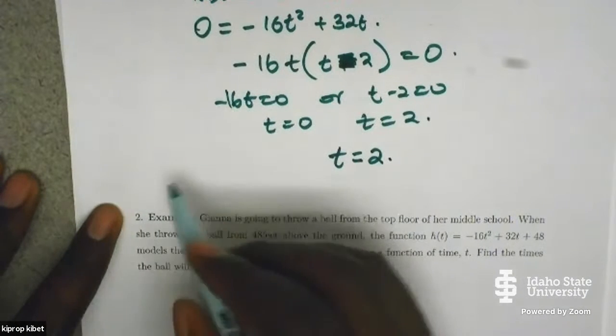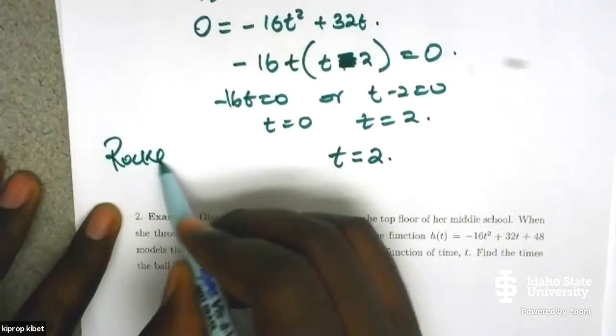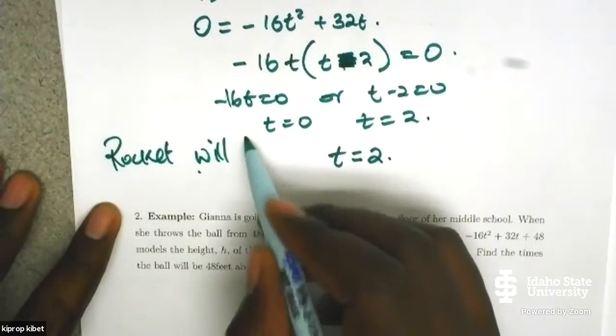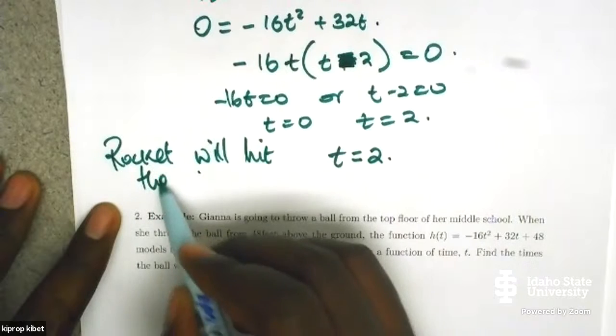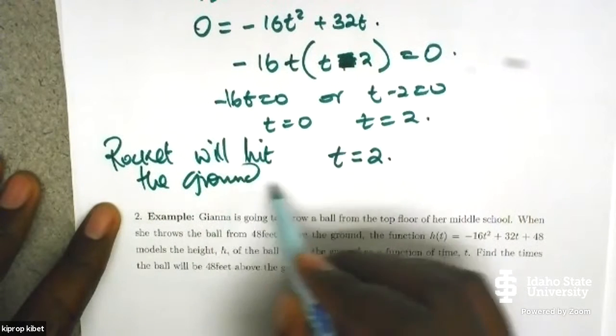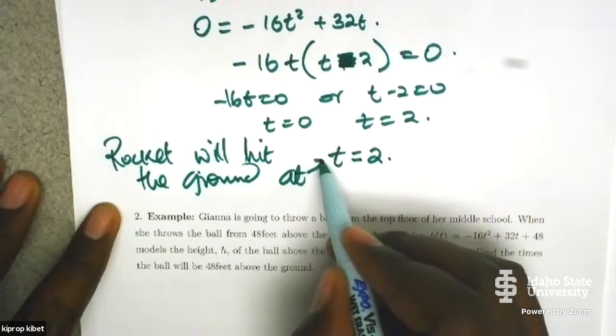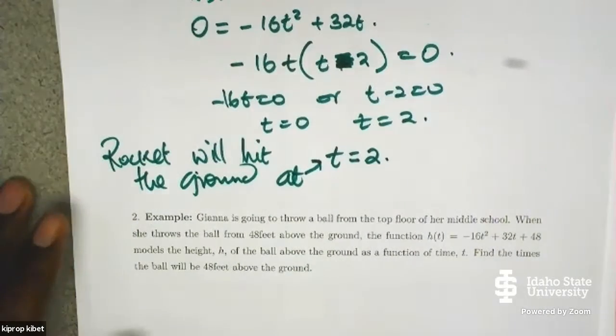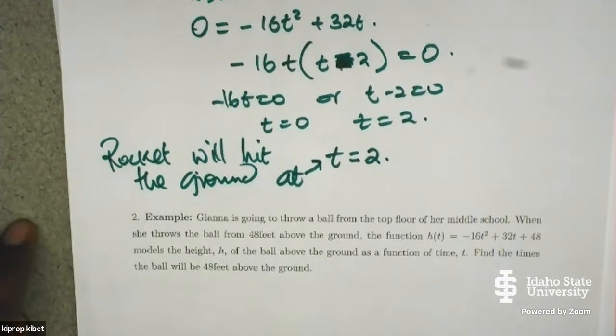So that means the rocket will hit the ground at t equals 2. Did they give us the units here? No, it is only 2. They did not say seconds or minutes. Okay. Can you read for us the next one?